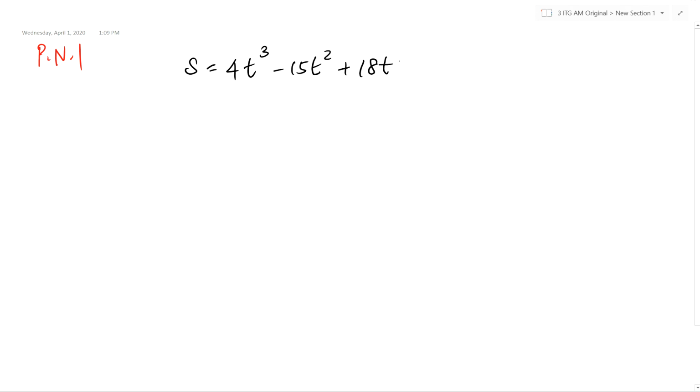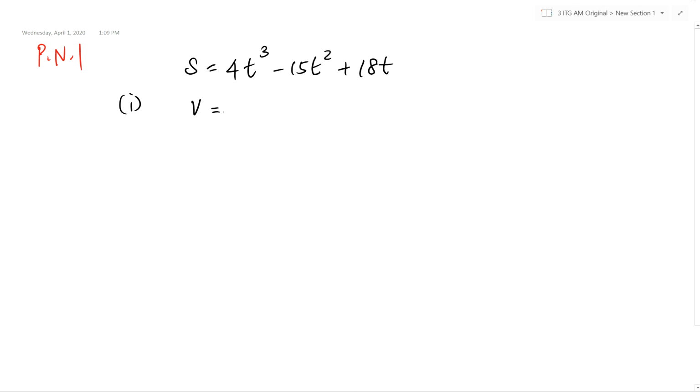Now looking at this equation, tell me immediately, what is its displacement when time equals 0? You can tell very easily, right? Put in 0, you get 0. Okay, it is at the origin when time equals 0. Now, find the velocity when time is equal to 3.